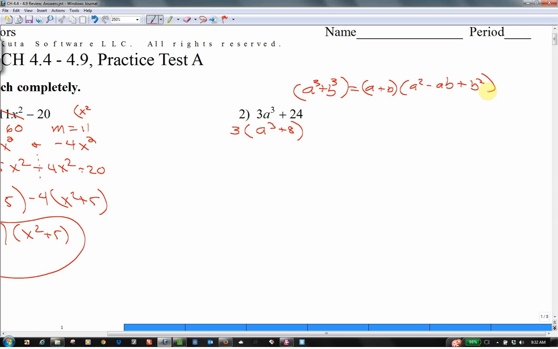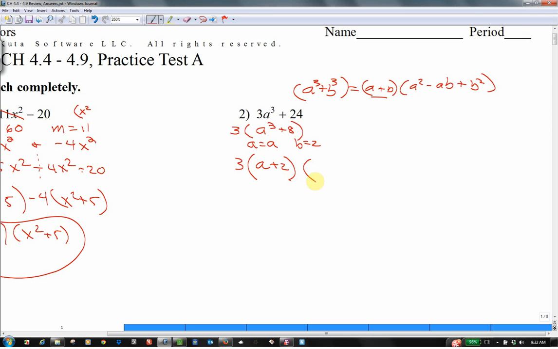So let's go ahead and figure out what a is here. A would be equal to the a, and b would be equal to 2, the cube root of a cubed. And the cube root of the 8 is 2. So let's go ahead. And we would have 3. That still has to be in the factors. Then we would have a plus b. Then I would have a squared.